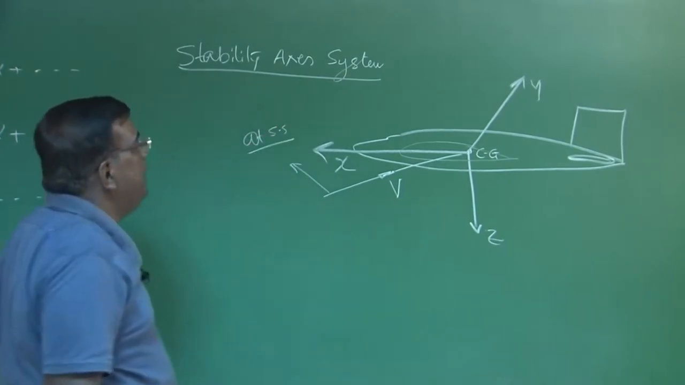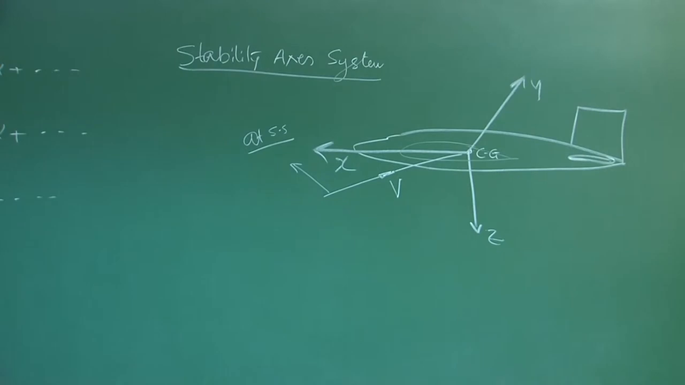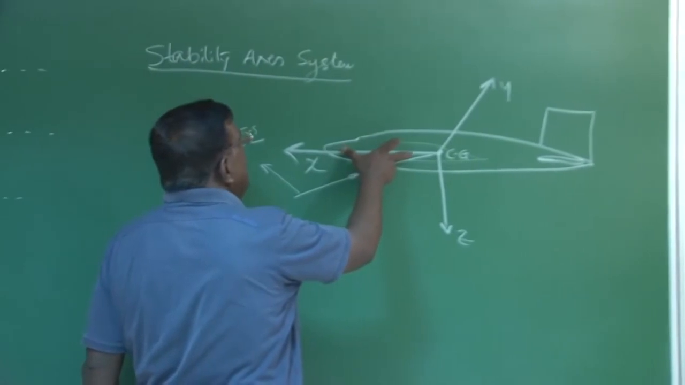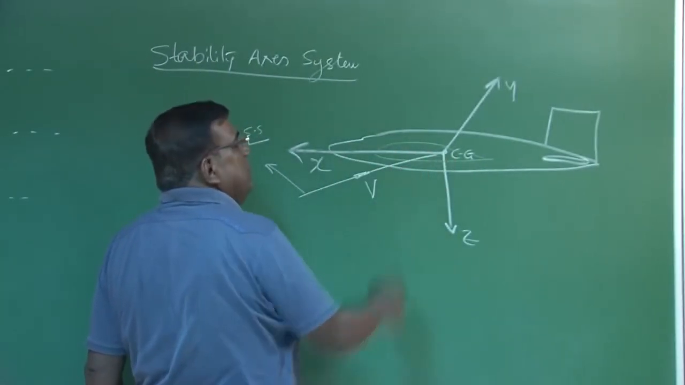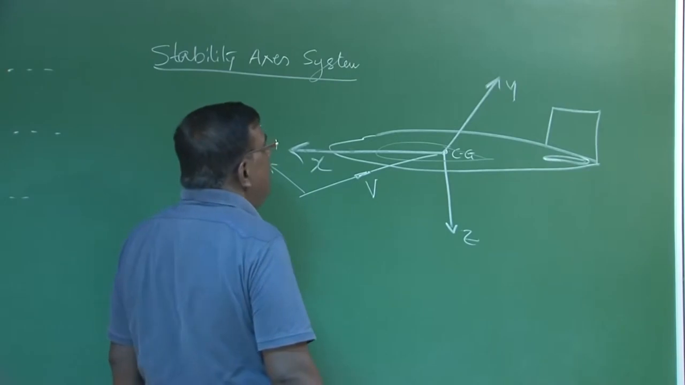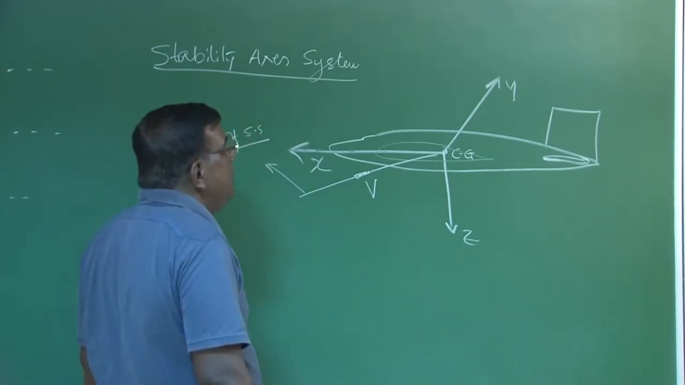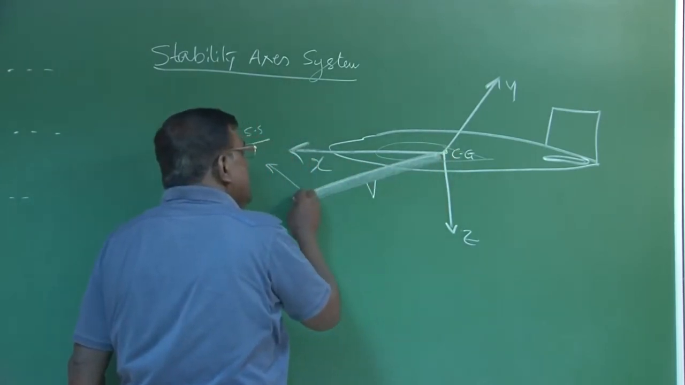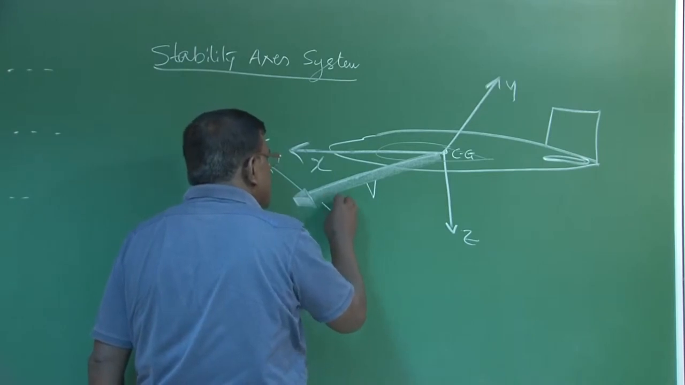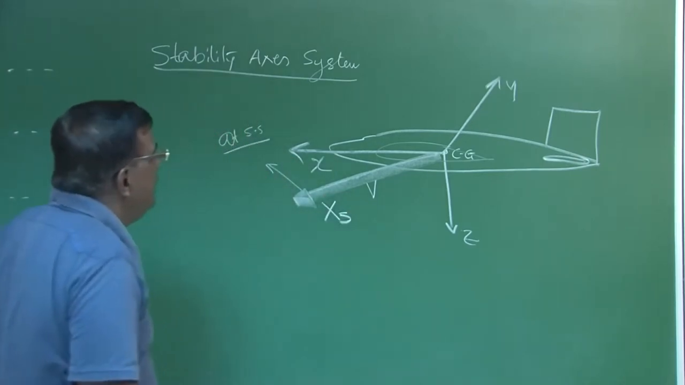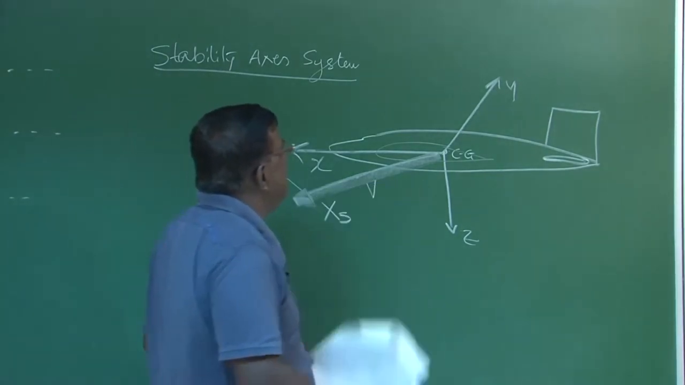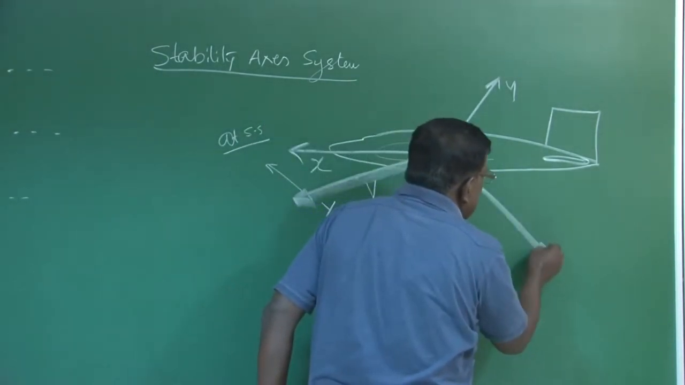We define stability axis system in steady state only. What do we do? We said now my x orientation will not be along any symmetric line, not the fuselage reference line, or a line where the product of inertia may vanish. But what we are saying, the x is now aligned with the direction of velocity, in the vertical plane, right? And this is XS, and this then becomes ZS.